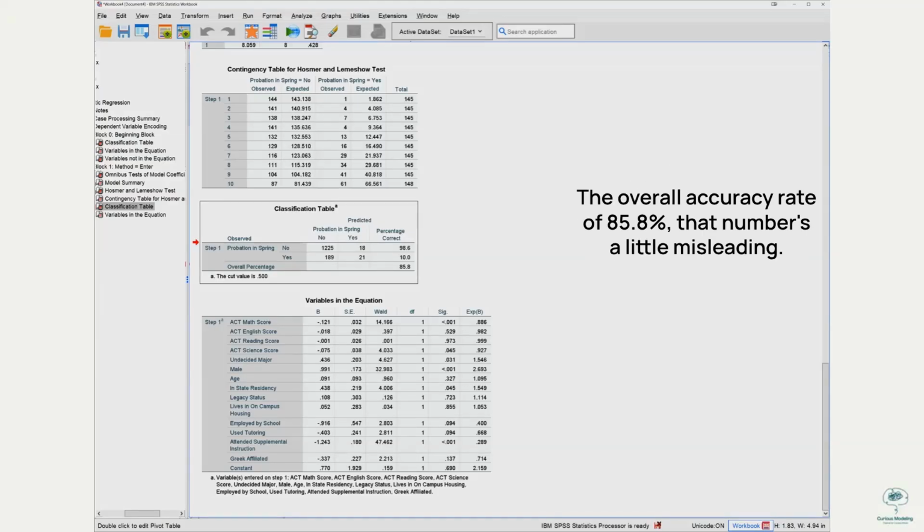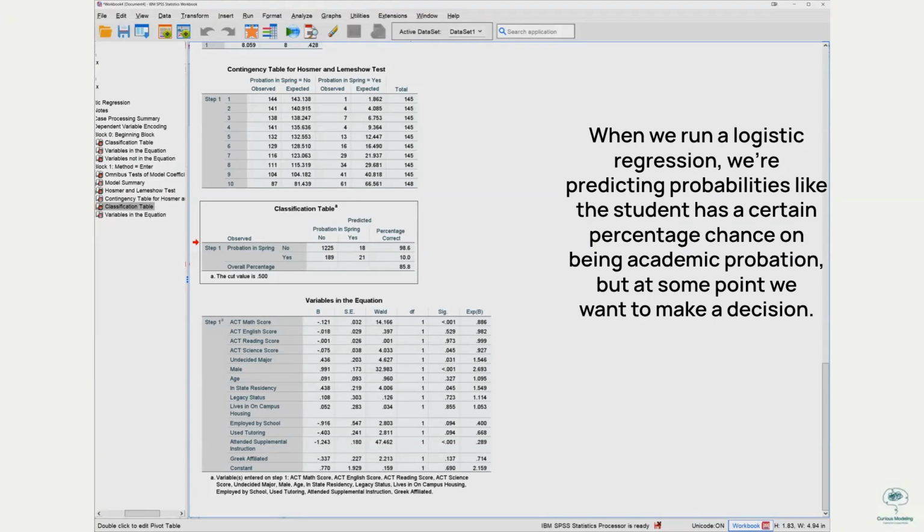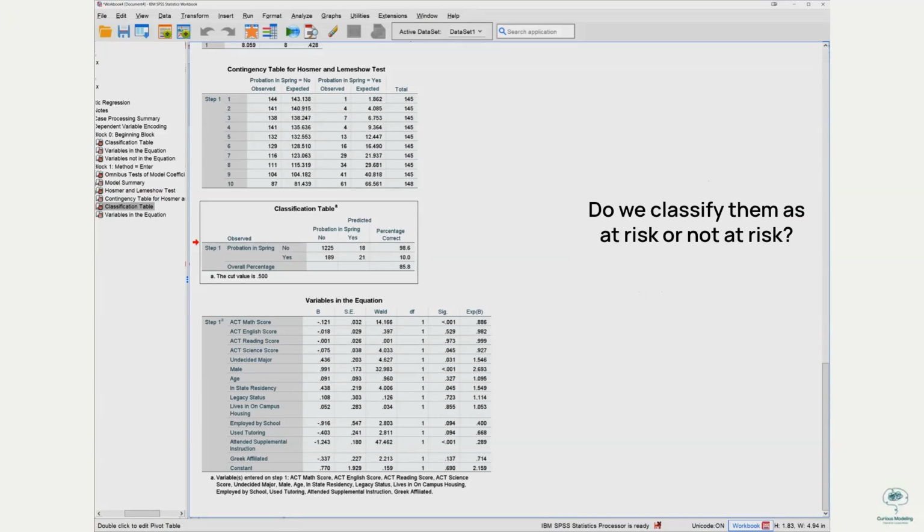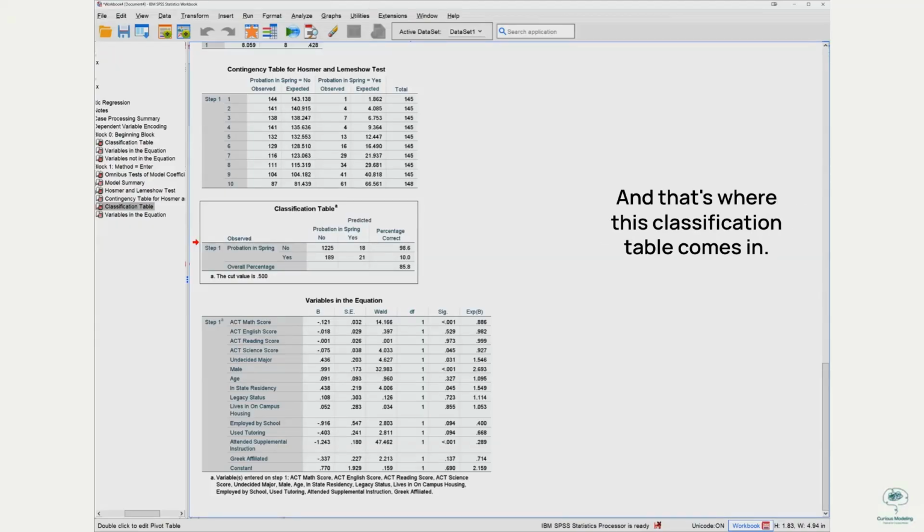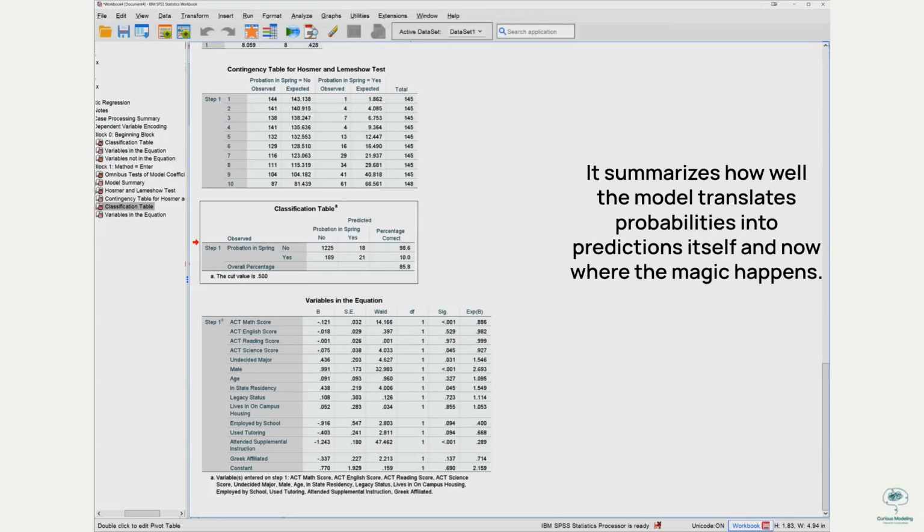The overall accuracy rate of 85.8%, that number's a little misleading. It mostly reflects the fact that most students aren't on probation to begin with. When we run a logistic regression, we're predicting probabilities, like the student has a certain percentage chance of being on academic probation. But at some point, we want to make a decision. Do we classify them as at risk or not at risk? And that's where this classification table comes in. It summarizes how well the model translates probabilities into predictions itself. And now where the magic happens.